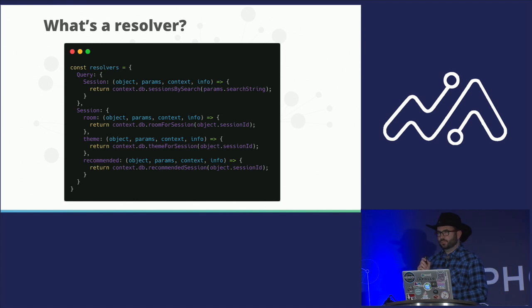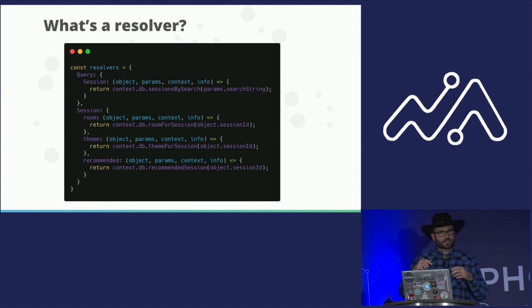So here's, using kind of a fake database thing, what our resolvers might look like for this GraphQL summit schedule graph that I showed. So we have a session query resolver. That's our root. It's doing some lookup to find sessions by some search term that it's grabbing from the params object, so that's our search string. We typed in resolver, whatever we're searching for. And then in a nested fashion, the other resolvers are called. So for session, we want to know the room. So our fake DB has some way to figure out the room, given a session ID that we grab out of the parent object. And we do that for the theme and recommended also.